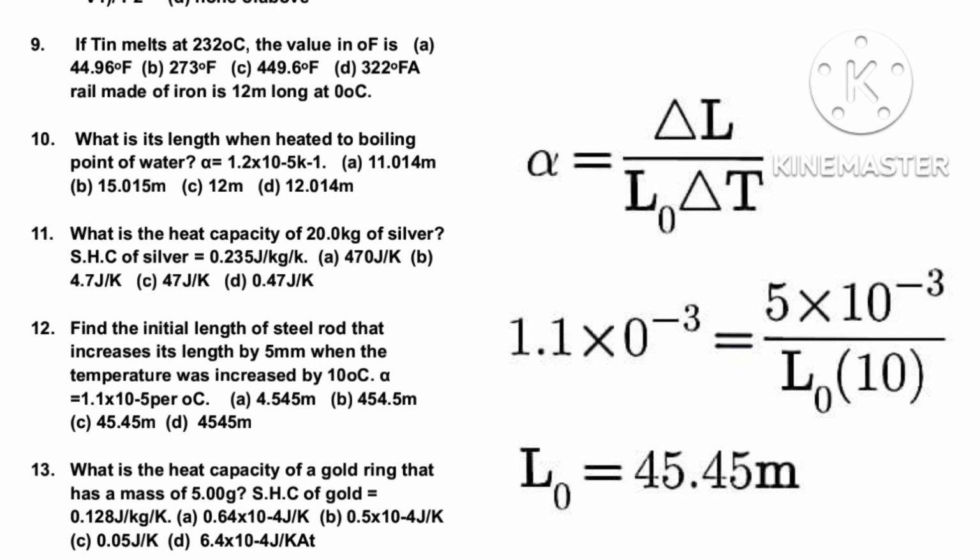Now, question 12 is a question on linear expansivity. Now we have alpha to be 1.1 times 10 raised to power minus 3. We have a change in length, and they ask us to look for the initial length. Then we have change in temperature. So we use our formula, then we find our L naught. So question 12, that's option C, 45.45 meter.